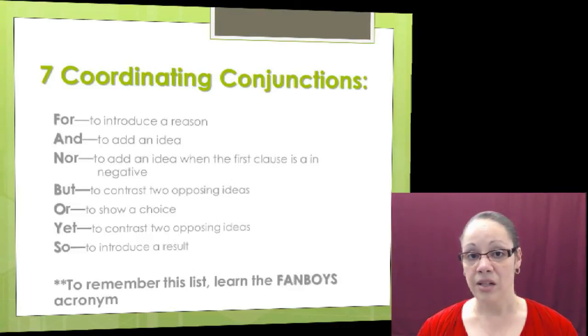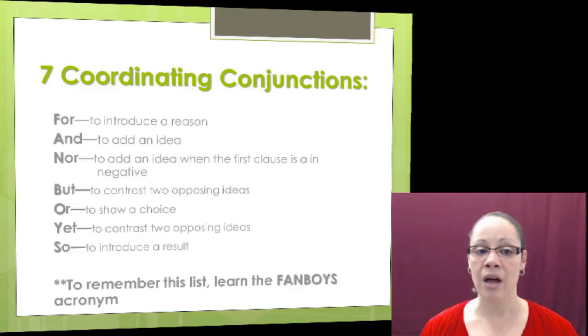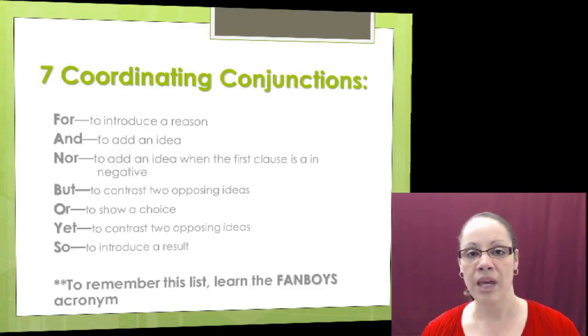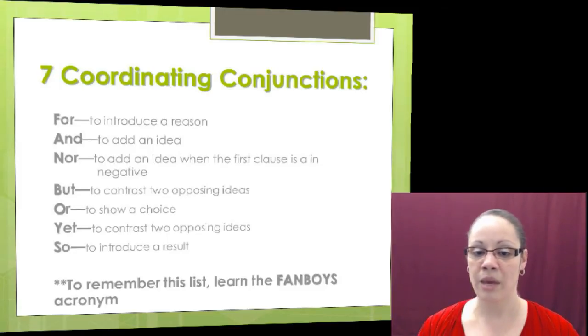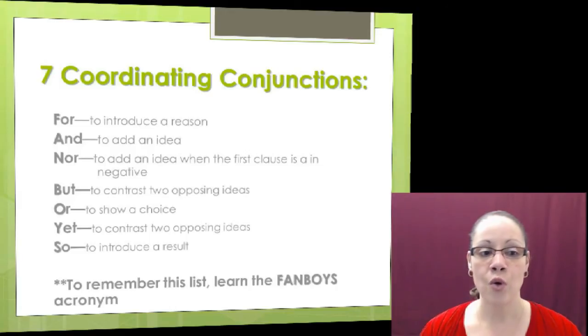Now, I have listed here, and you will learn about coordinating conjunctions a little bit later in another module, but I want to be able to give this to you now so you'll be able to identify it in the future. We do have an acronym that might help you remember these 7 coordinating conjunctions, and that acronym is fanboys. For, and, nor, but, or, yet, and so. So again, to help you remember these 7, just remember the acronym fanboys.